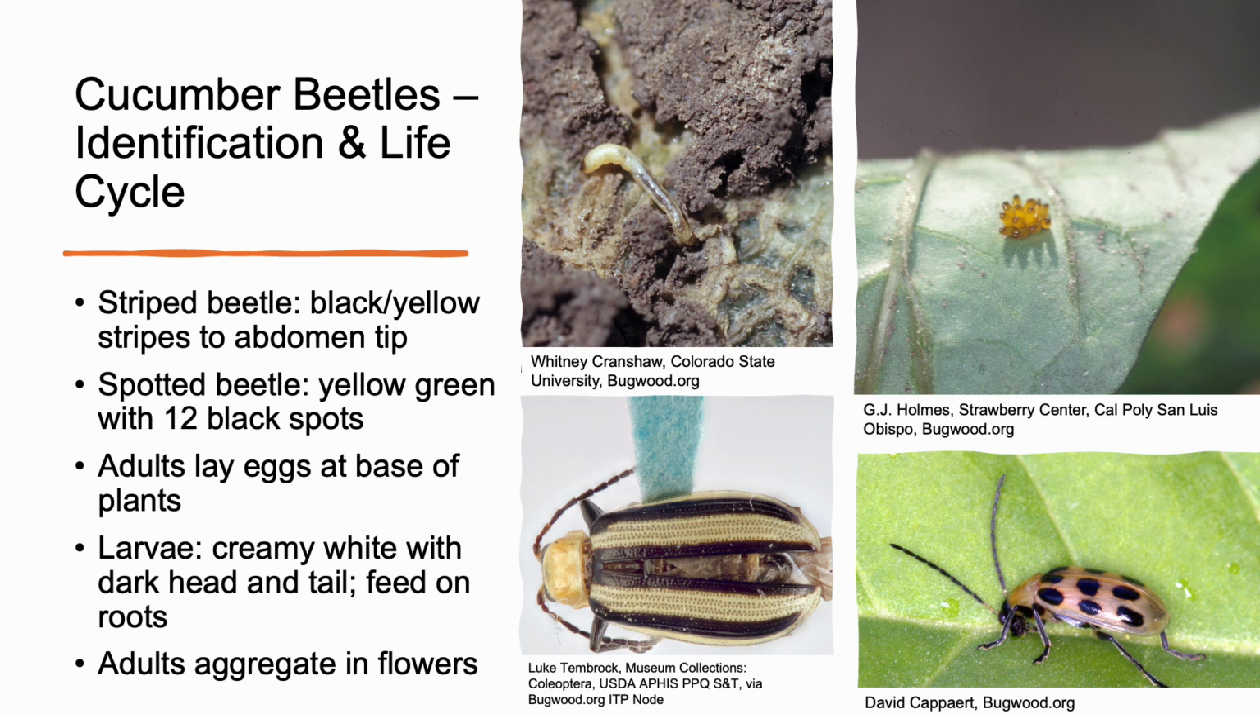Adults mostly lay their eggs at the base of the plant in the soil. A cluster of cucumber beetle eggs can be seen in the top right image, though this is an uncommon place to find them and their eggs are not typically found on the plant. The larvae that hatch are creamy white with dark heads and tails. A larva can be seen on the top left image emerging from a melon. The larvae feed on the roots, while adults are often found feeding and aggregating in flowers.